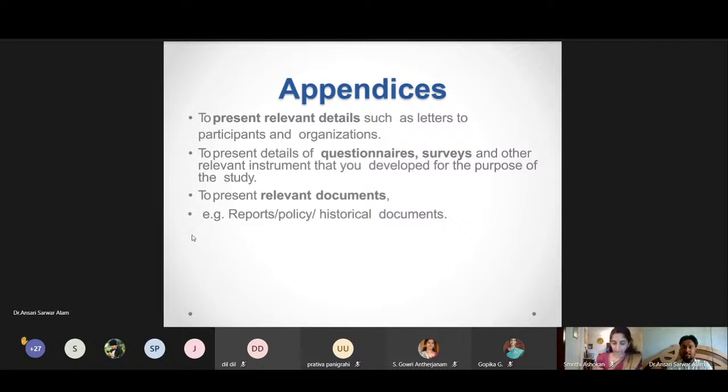You should have letters from the participants and organization, if you have conducted interviews with any of the organization's employees or you have conducted a survey with any of the organization's employees.